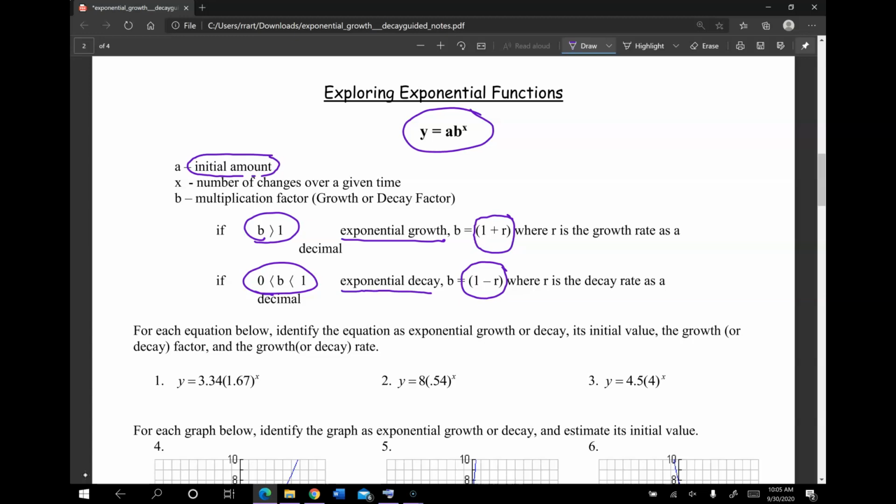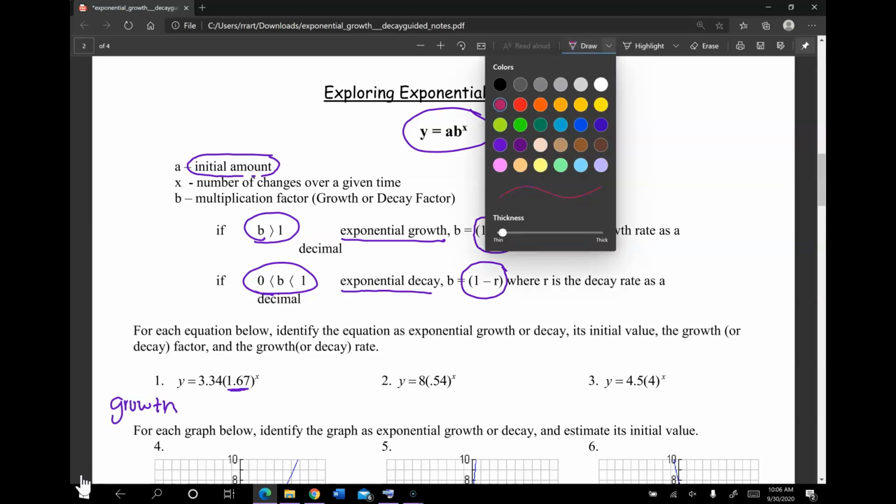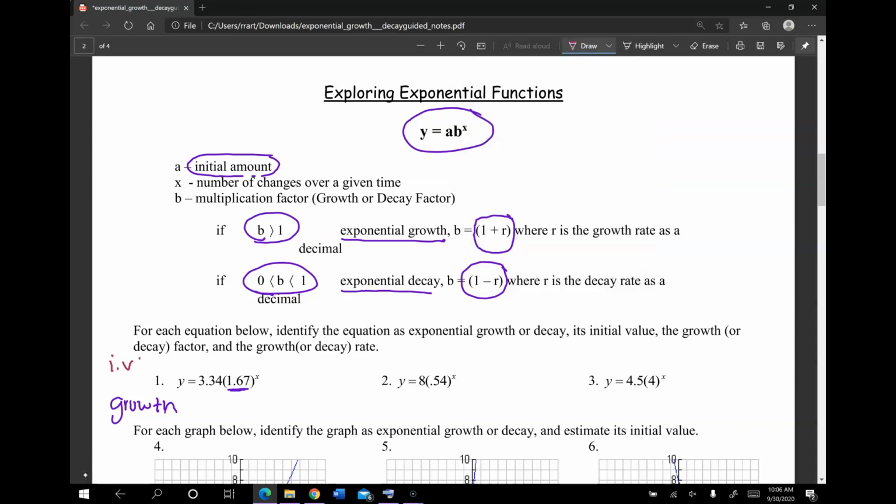So, for each equation below, identify the equation as exponential growth or decay, find its initial value, and then find the growth or decay factor, and then find the rate, okay? So we're going to be doing a lot of these little problems. So first says growth or decay. Well, if you look, this parentheses is greater than 1, so we're going to call this a growth problem, okay? So there's 1 down. The next one is, what's the initial value? Well, the initial value is going to be our A value, which is right here. So our initial value is 3.34.